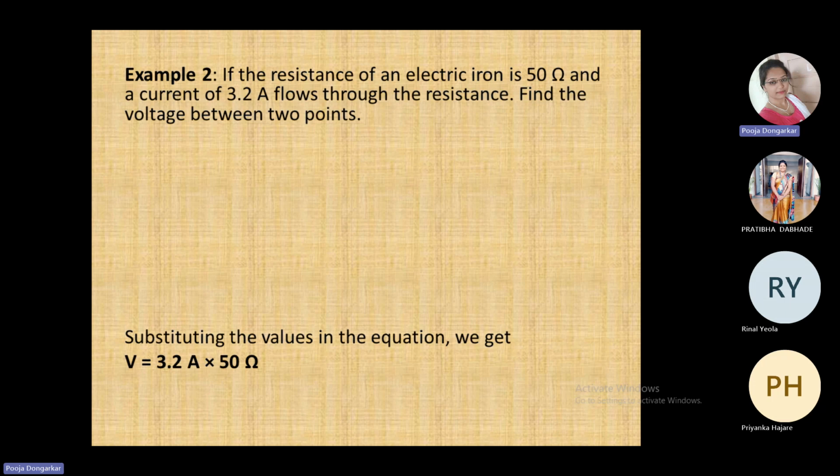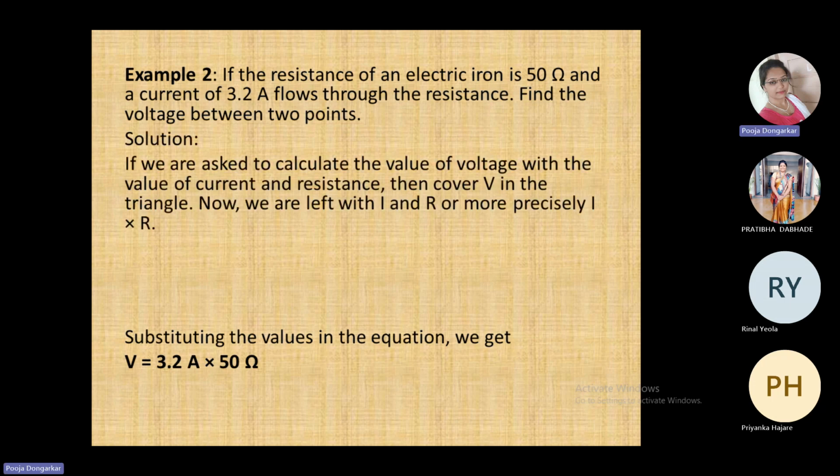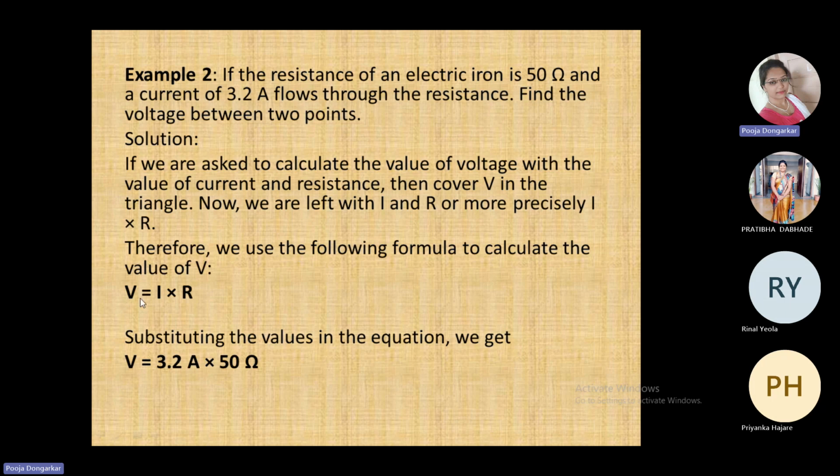Next is the second question. If the resistance of an electric iron is 50 ohm and a current of 3.2 ampere flows through the resistance, find the voltage between two points. We have to calculate the voltage. If we are asked to calculate the value of voltage with the value of current and resistance, then we cover V in the triangle. Now we are left with I R, or precisely I into R. Therefore, we use V is equal to I into R. Formula calculation: 3.2 ampere into 50 ohm. What we get? 160 volt.